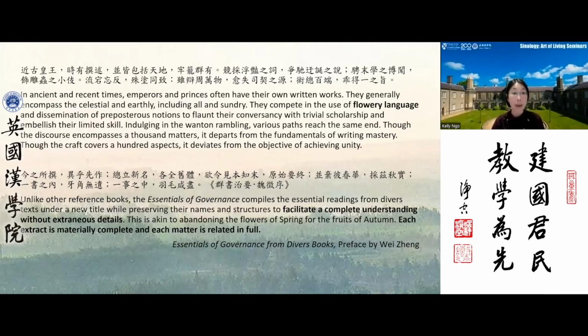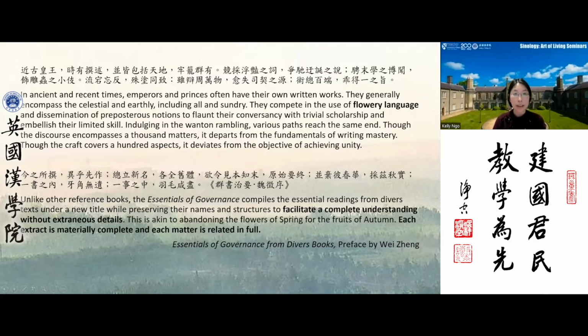And in a later paragraph, unlike other reference books, the Essentials compiles the essential readings from diverse texts under a new title to facilitate a complete understanding without extraneous information. Each extract is materially complete, so it aims to be comprehensive, and each matter is related in full. So, going backwards.